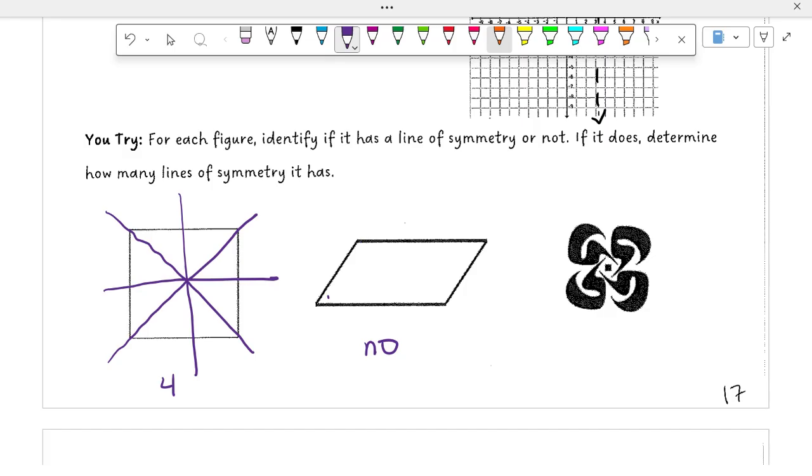Well, it's just a shape. Do you think it has a line of symmetry? No, because it wouldn't be perfect. If I flipped it here, this point would be right here. If I flipped it here, this point would be here. Same thing if I did it diagonally, the points just won't line up. So that one also doesn't have a line of symmetry.